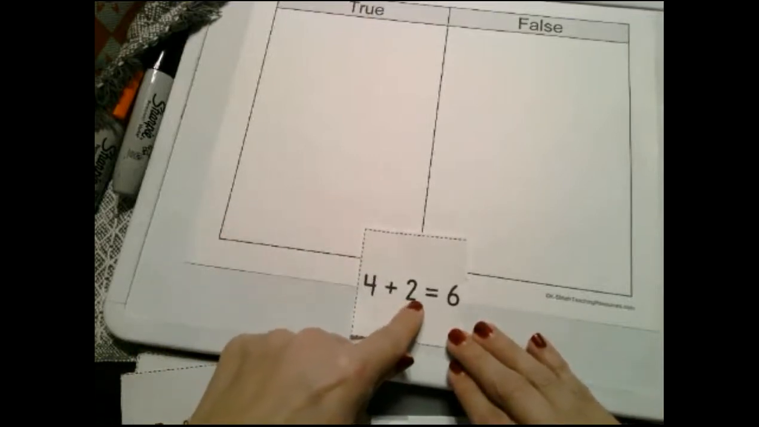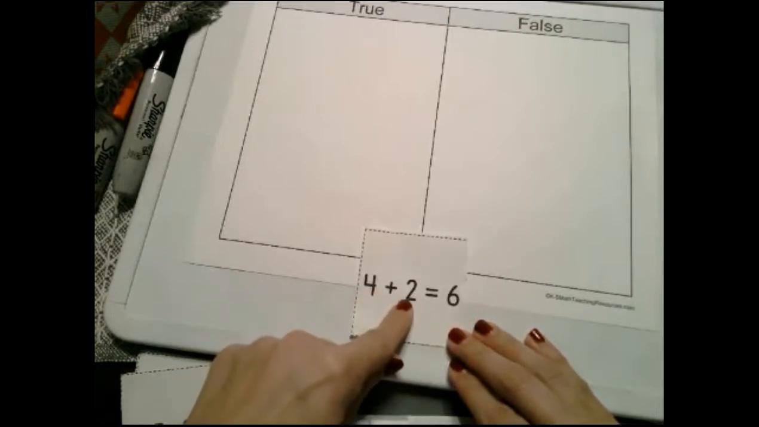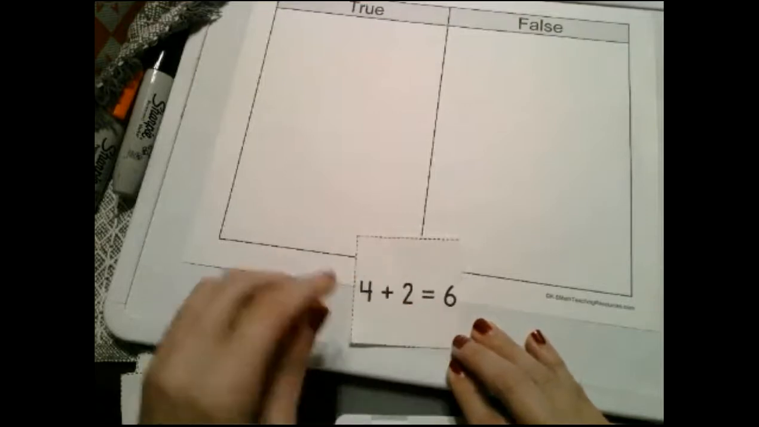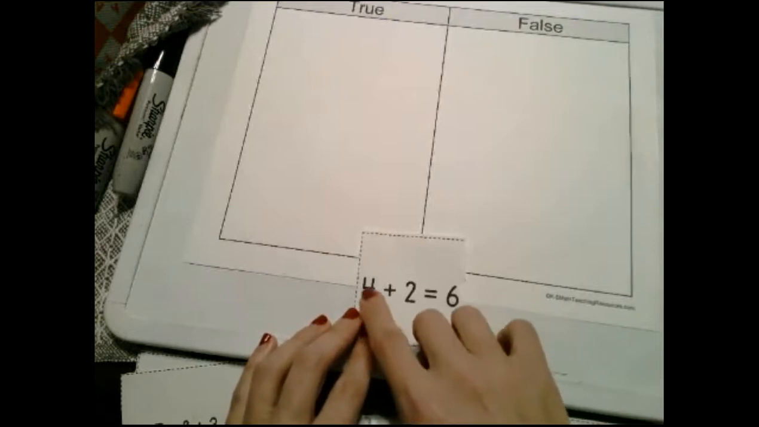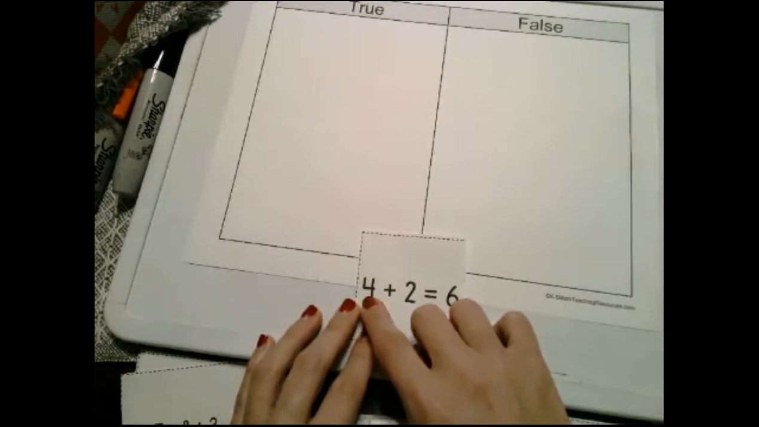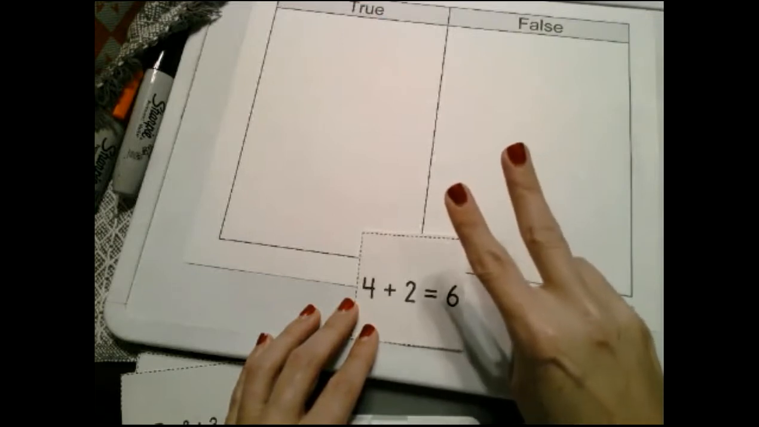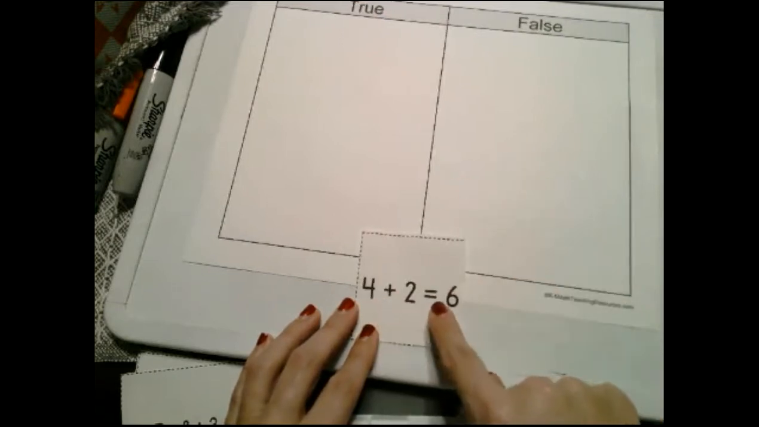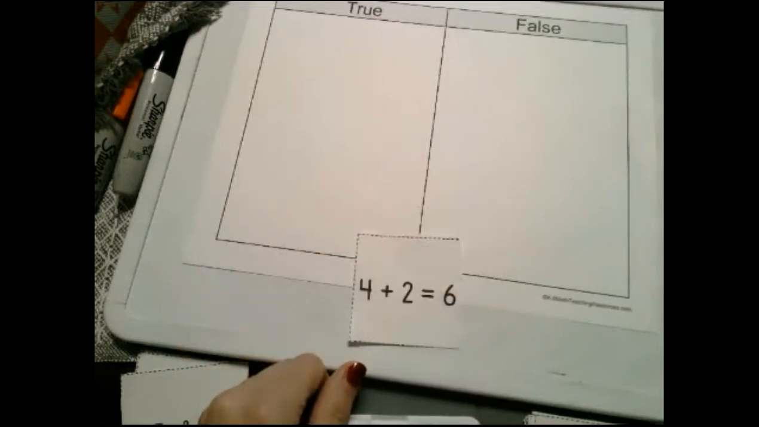4 plus 2 equals 6. Solve for 4 plus 2 and determine if it does equal 6. When you're ready, hit play. Great thinking. If I had 4 and counted on 2 more, so I'm going to put 4 in my head, 4, 5, 6. So 4 plus 2 does equal 6. So would that be true or false? That's right, it would be true.